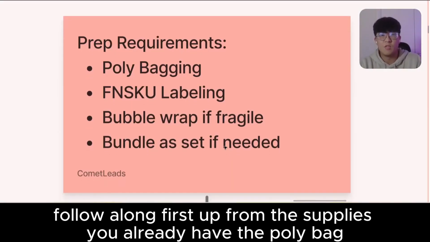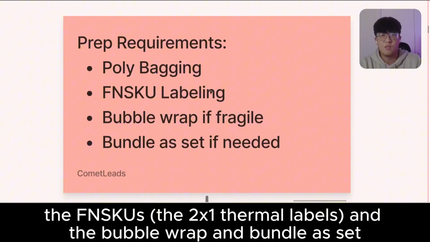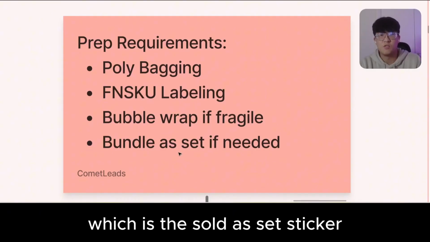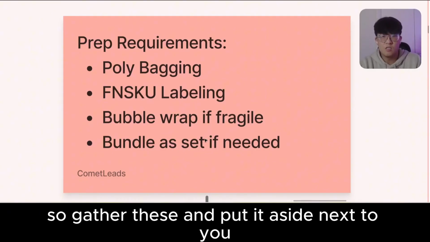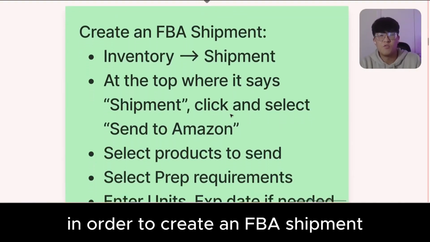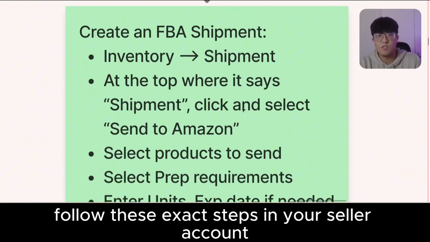First off, from the supplies, you already have the poly bag, the FN SKUs, the bubble wrap, and the bundle as set, which is the sold as set sticker. So gather these and put them aside next to you. In order to create an FBA shipment, follow these exact steps in your seller account.